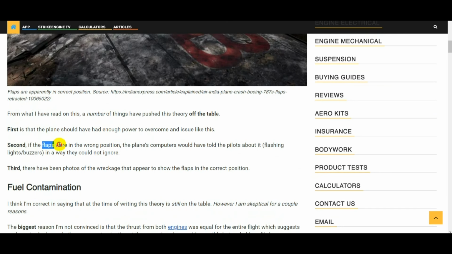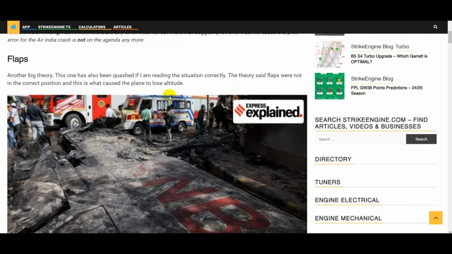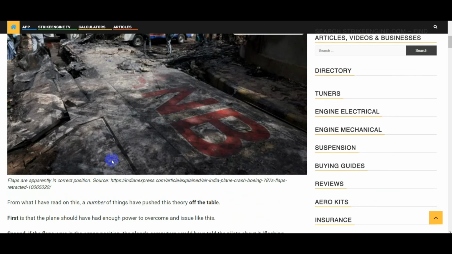The second, if the flaps were in the wrong position, the plane's computers would have told the pilots about it, flashing lights, buzzers, etc., and it would have been in a way they could not ignore or could not have not known about. And thirdly, there have been photos of the wreckage that appear to show that the flaps were in the correct position. For example, I think this one is from Indian Express.